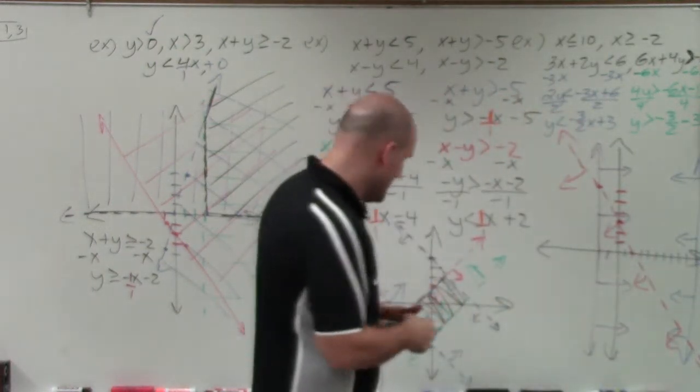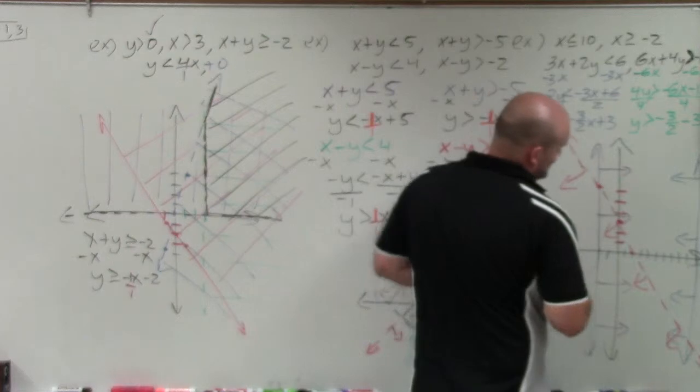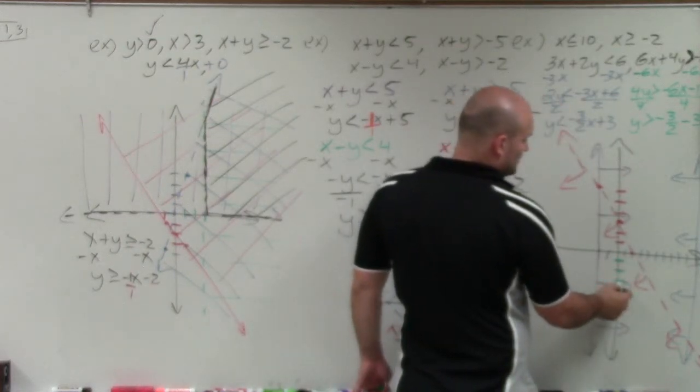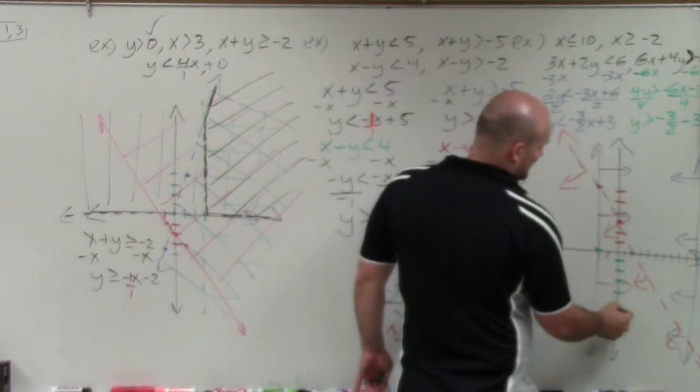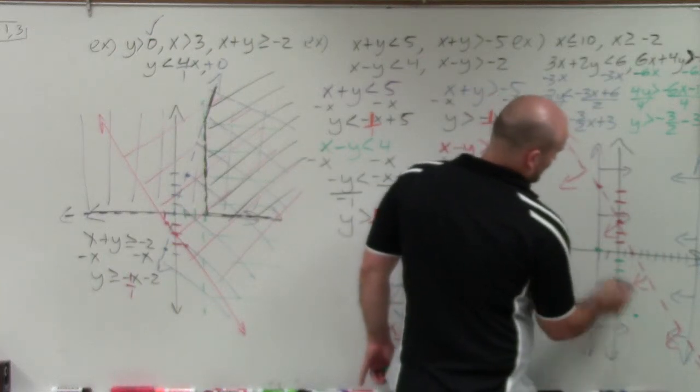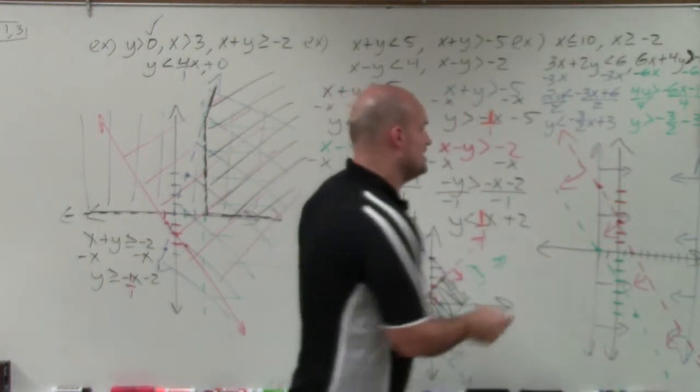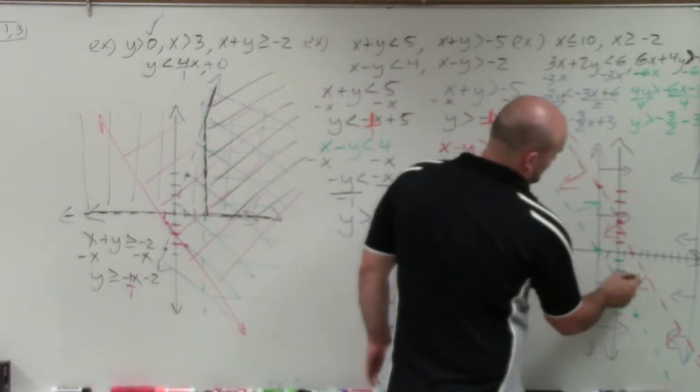Then we go to this one, which has a y-intercept of negative 3. So I go 1, 2, 3. And again, that has the same slope. You can go up 3 to the left 2 or down 3 to the right 2. They have the same slope and they're both dashed. But this one's greater than, so that's going to be all the values above.